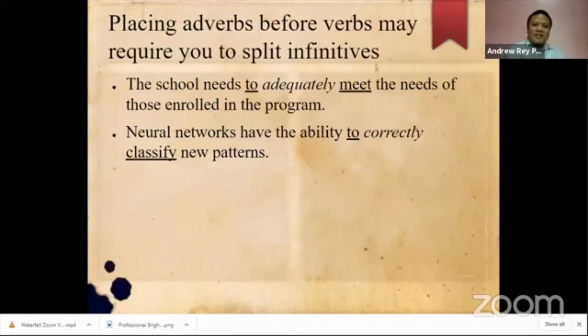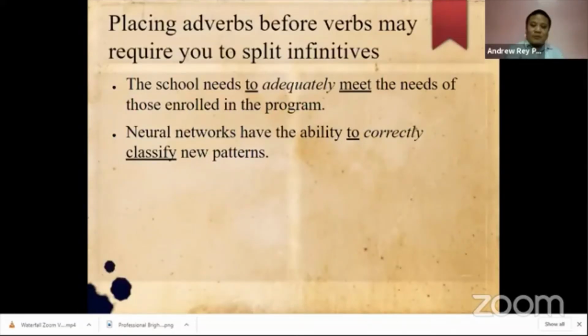Okay, now there are some grammar books that forbid students or writers from splitting infinitives. Dapat daw the "to" and the "meet" should not be separated. The "to" and "classify" should not be separated according to those grammar books. But those actually have no basis for saying so. It's actually more appropriate if we split infinitives so that we could put the adverb before the verb.